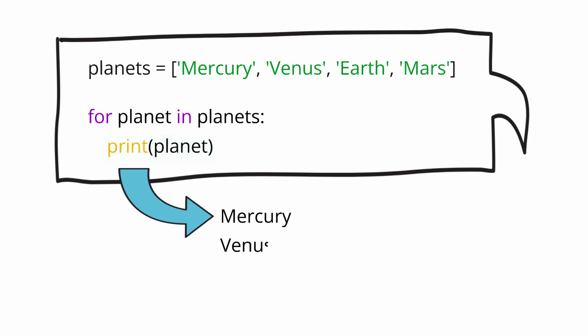This process continues one at a time through each item in the list. For each iteration, the planet variable is set to the value of the next item in the list until there aren't any items left. At that point, the loop exits because there aren't any planets left.